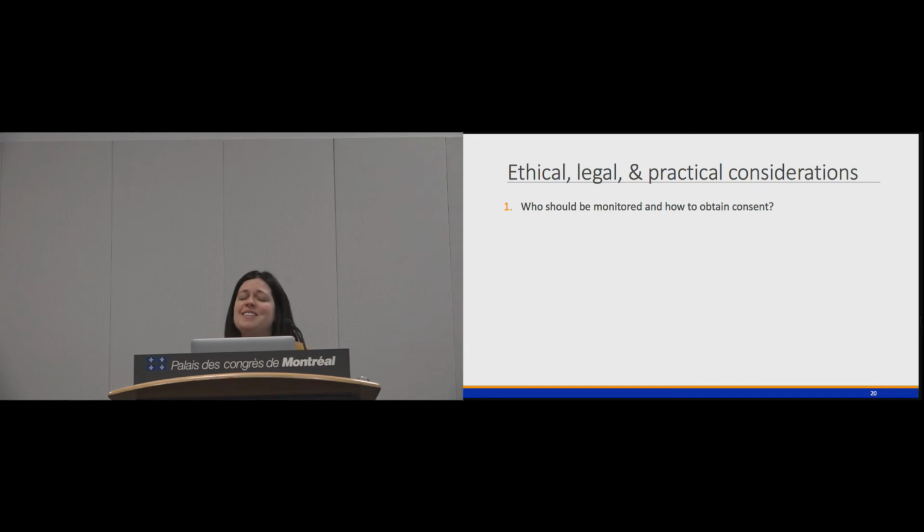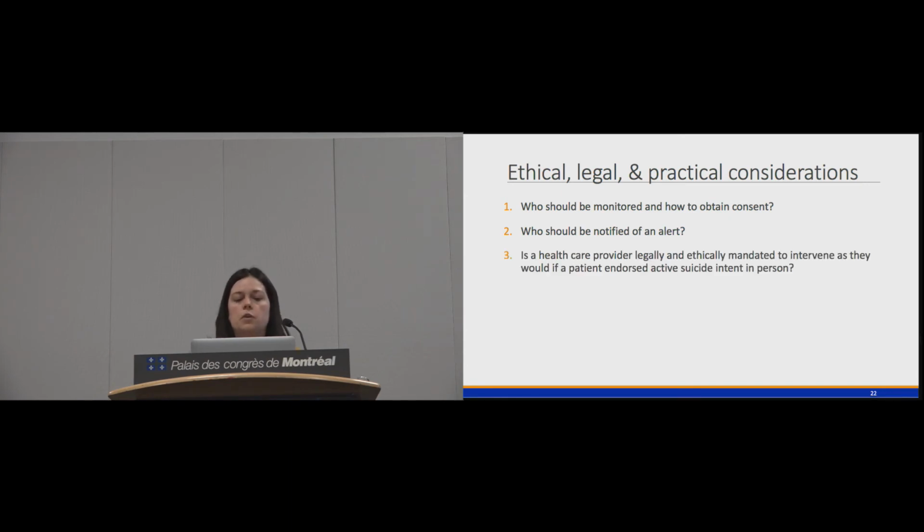That being said, this type of work does not come without a host of ethical, legal, and practical considerations. First of which, who should be monitored and how do you obtain consent? Should parents be allowed to monitor children? Should the military be allowed to monitor veterans? Who gives consent for those people who have mental illness or are cognitively impaired? Who should be notified of an alert? Is it most appropriate to notify the medical team or a family member or a friend?